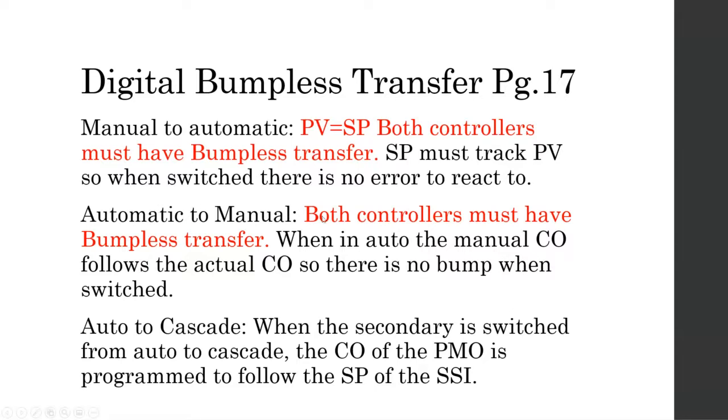Okay, going from automatic to manual, again, both controllers must have bumpless transfer. When in automatic, the manual controller output follows the actual controller output, so there is no bump. And auto to cascade, when the secondary is switched from automatic to cascade, the controller output of the primary is programmed to follow the set point of the secondary. So if we went to switch back again, surprise, we wouldn't have that bump.